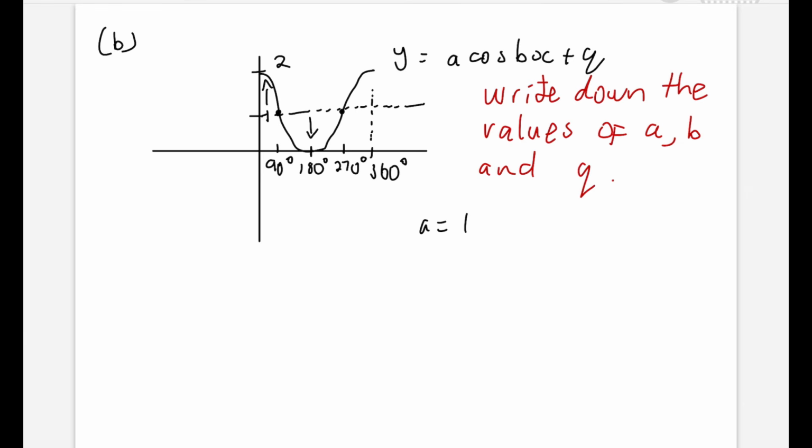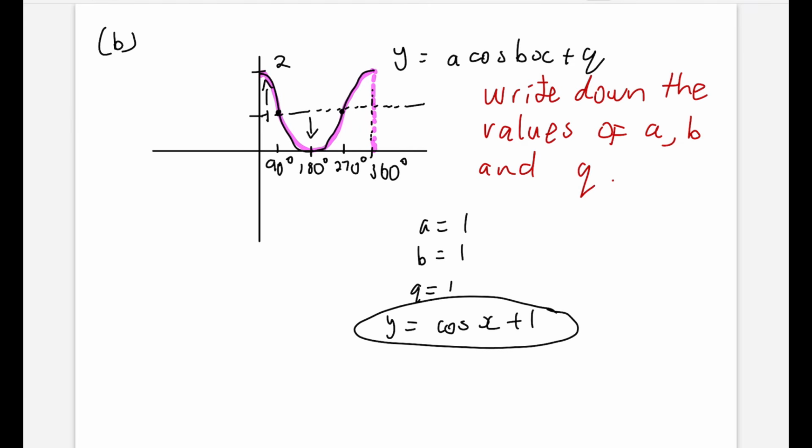What's the period of the graph? The graph starts here, all the way down and back up here. It completes itself here at 360. Because it completes itself at 360, the period is 360, meaning b is just 1. Okay. And what about q? Has this been shifted up or down? Yes. This has been shifted 1 unit up. Okay. So we can see that q is 1. So y is equal to cos x plus 1. That is the graph there.